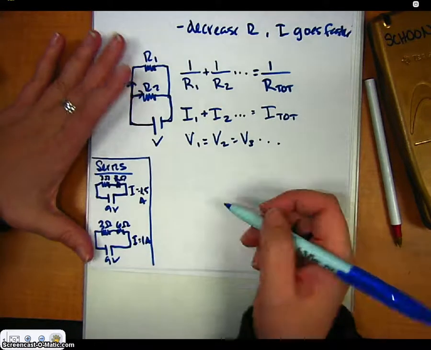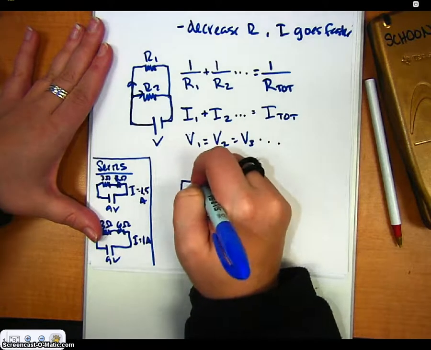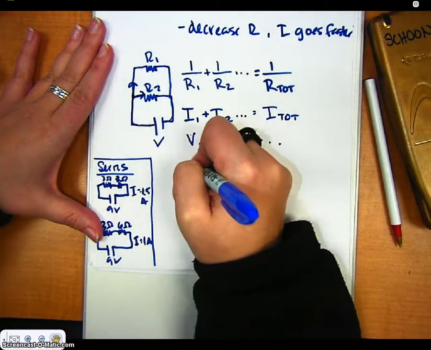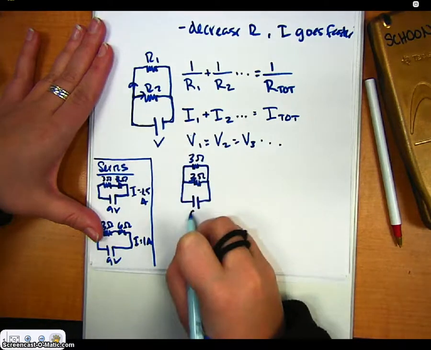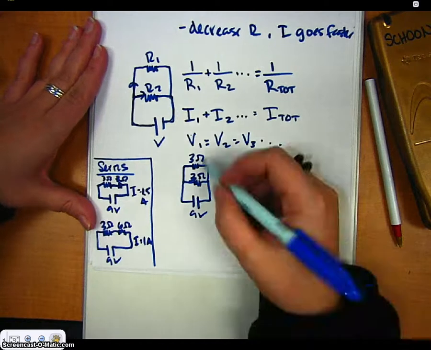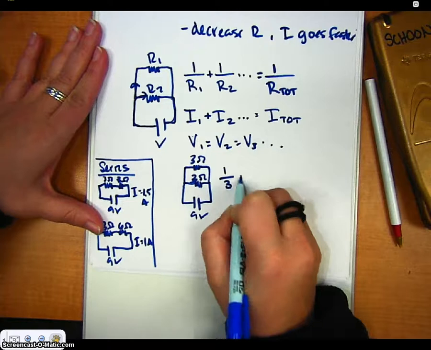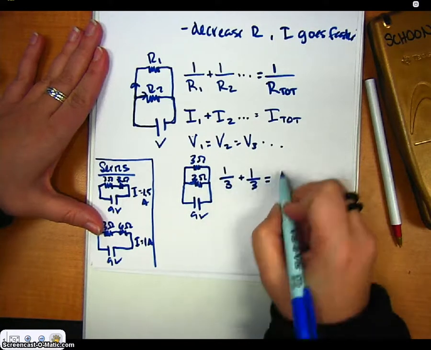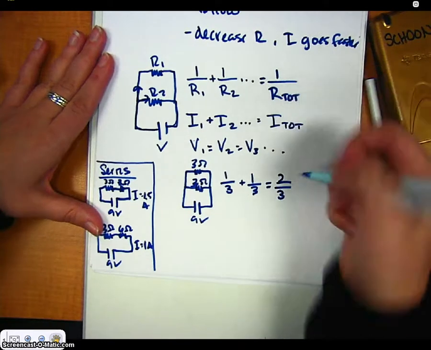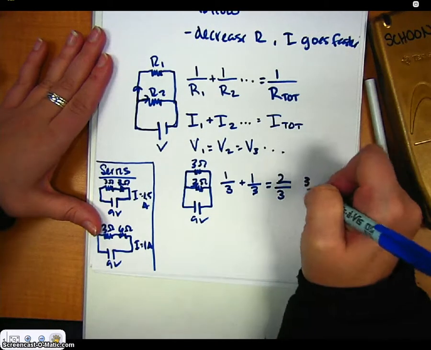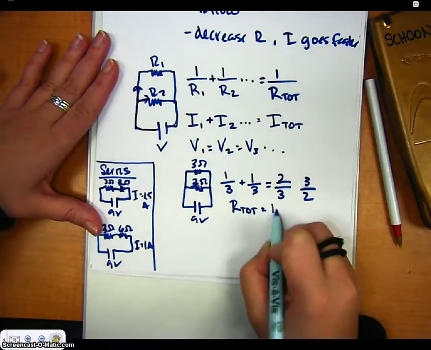So let's look at a parallel circuit where we have two 3 ohm resistors parallel to one another, and we'll say still 9 volts, okay? So the first thing we always do with a circuit is figure out the total resistance. So I'm going to take 1 over 3 plus 1 over 3. That's going to give me 2 thirds, right? But remember, it's the inverse, so we flip it upside down. So our total is going to be 3 halves, or 1.5. So the total resistance is 1.5 ohms.